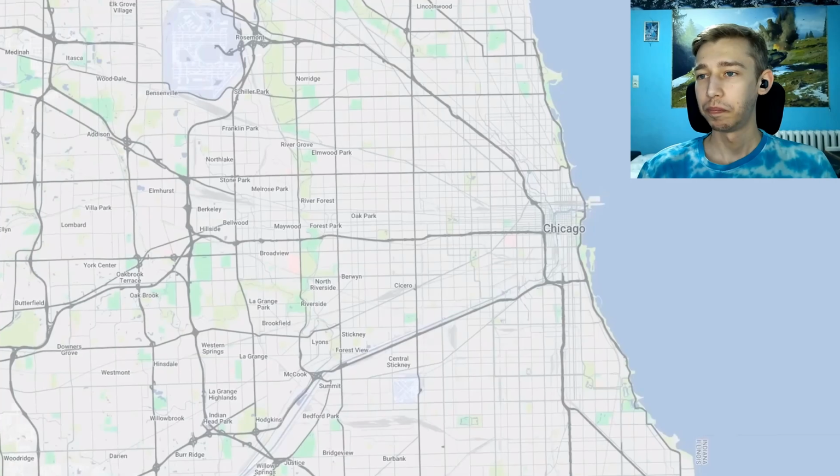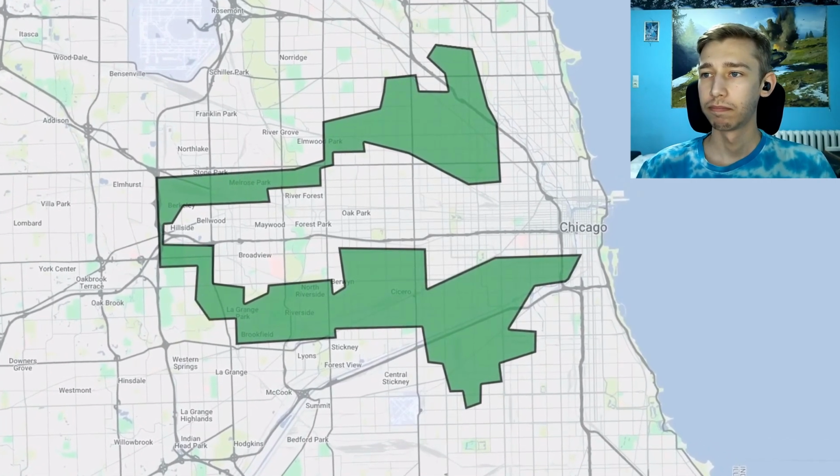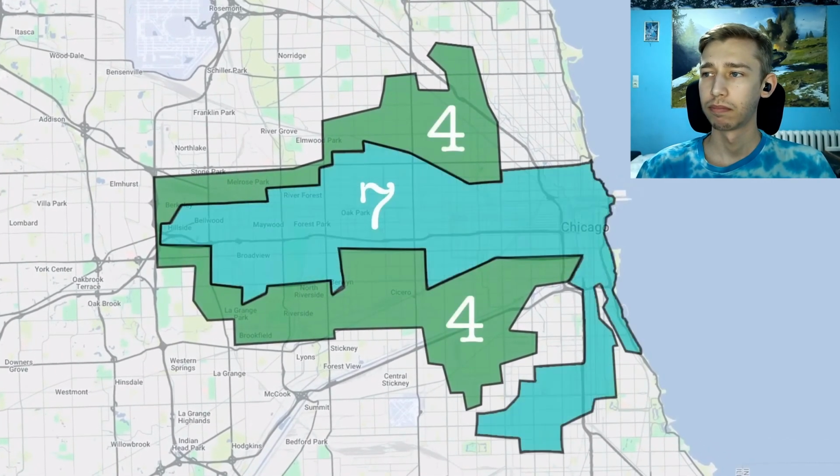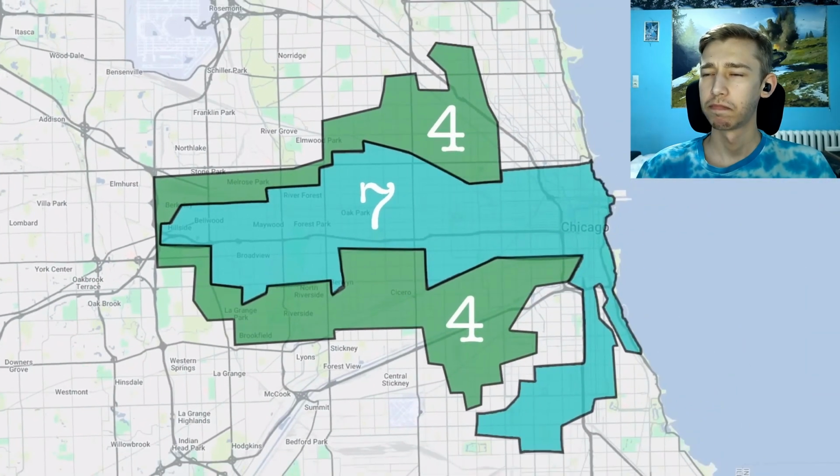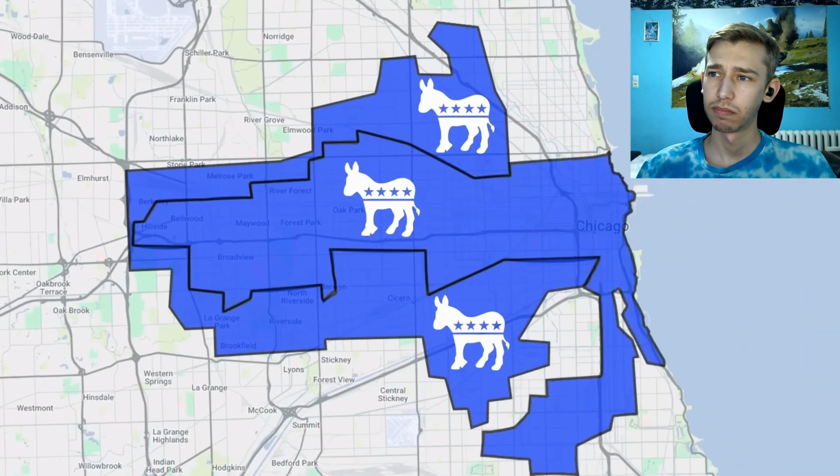Take a look at Illinois. In central Chicago, you'll find the famous Earmuffs district, Illinois' 4th, which wraps around the 7th, barely holding itself together with the I-294 highway. Both the 4th and 7th districts are solid Democrat, so why in the name of all that jazz were they split this way?